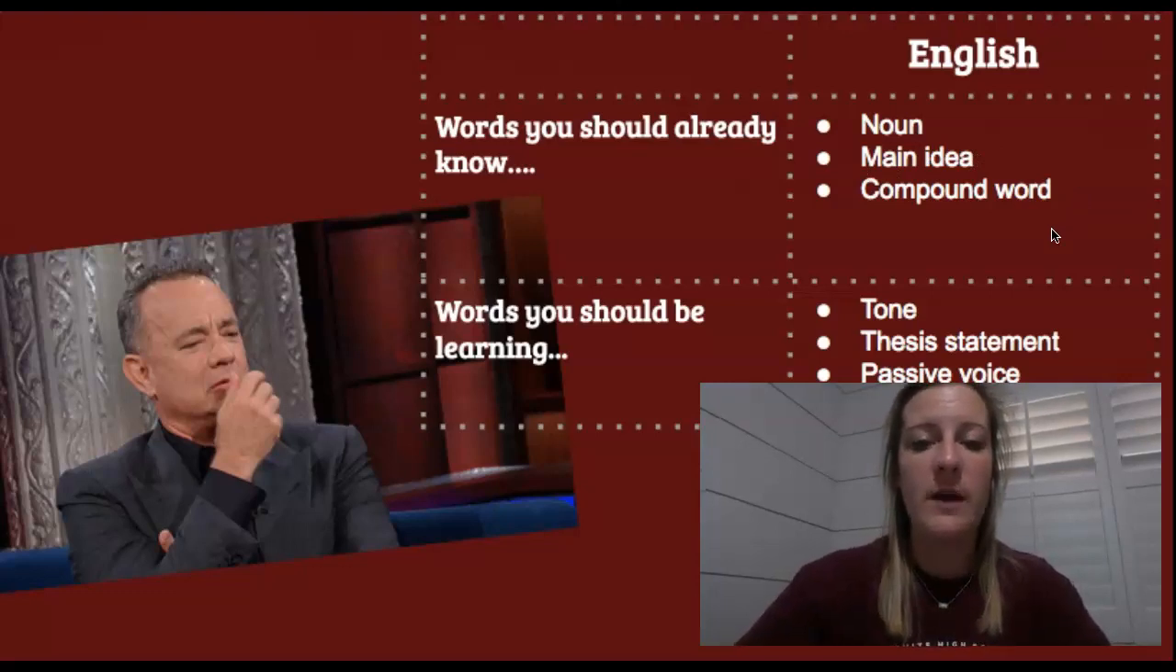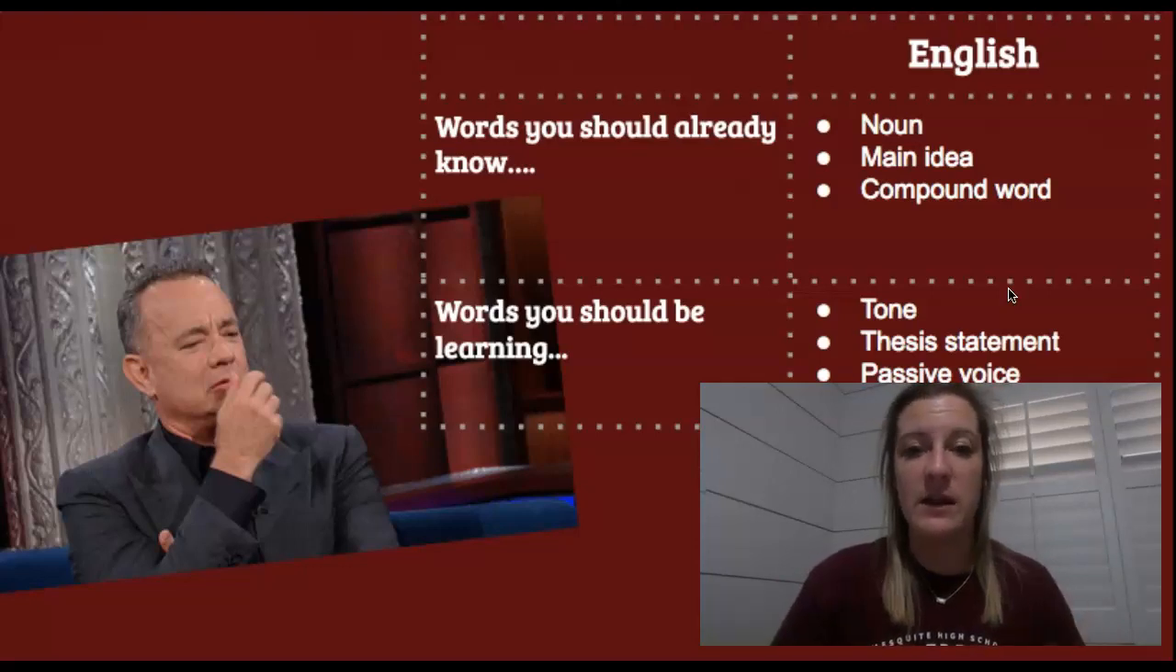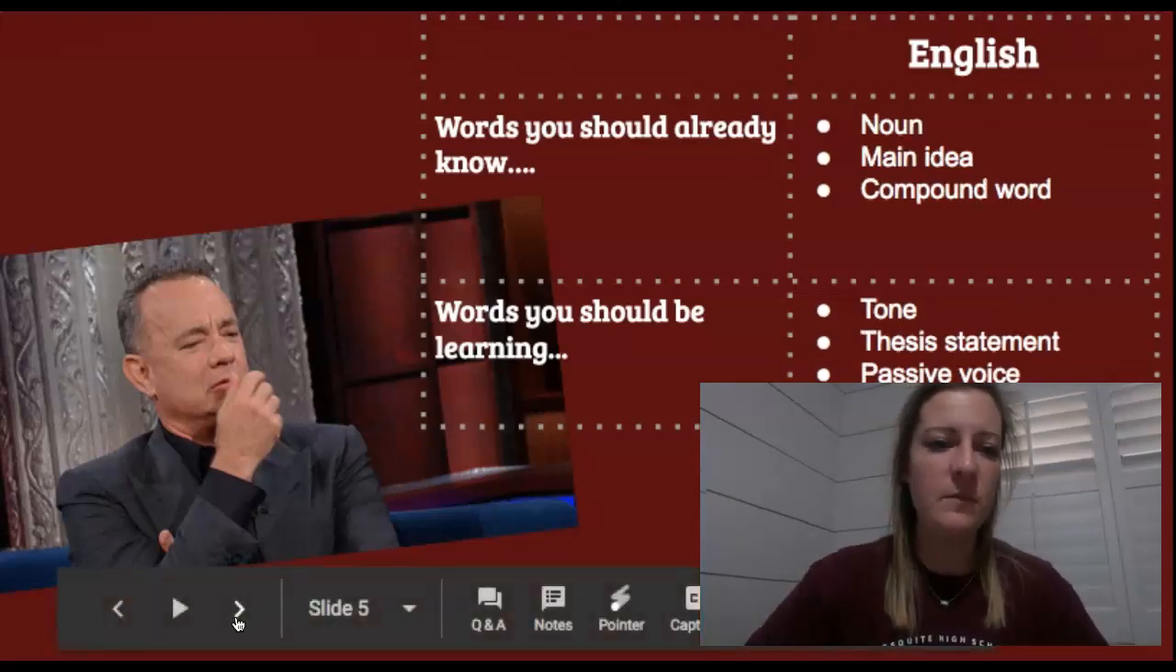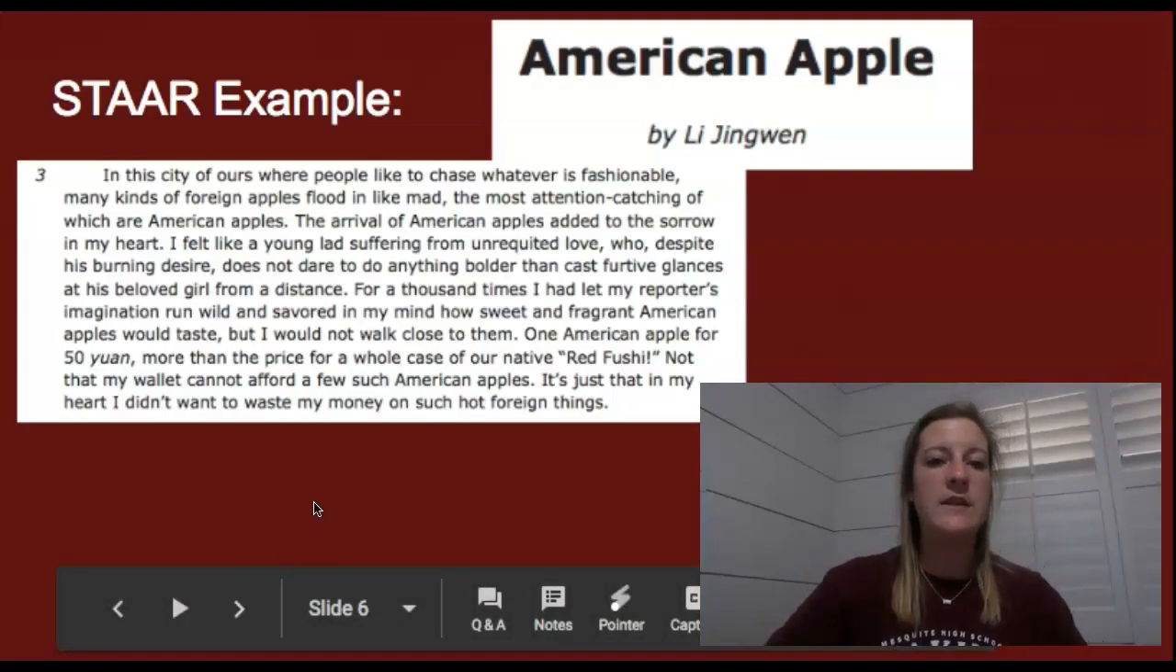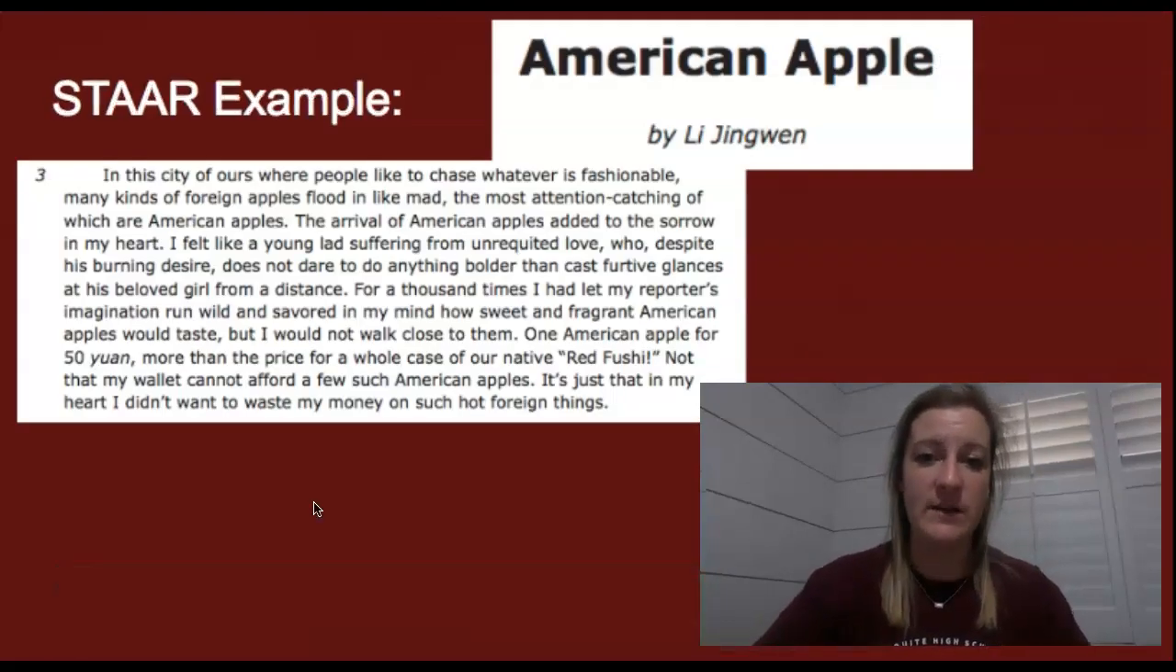Okay. As we move forward, things that you should be learning now: grade appropriate English content, vocabulary, tone, thesis statement, passive voice. And then there's things past those vocabulary words that you aren't going to know because you haven't been exposed to them, and you're not going to be expected necessarily to learn them yet. Okay, so it's all about grade level appropriate vocabulary across all your subjects. Okay, so now to give you a little idea of how this is tested or looked at.